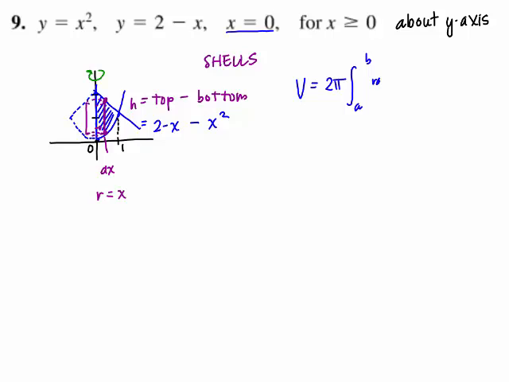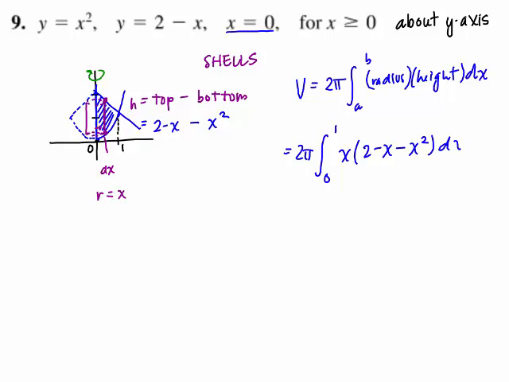So for the shell method, the volume is 2 pi times the definite integral from a to b of the radius times the shell height with respect to your independent variable. In this case, we have x as thickness. That gives us 2 pi, definite integral from 0 to 1, a radius of x, and a height of 2 minus x squared with respect to x. From there, we just distribute, anti-differentiate, and evaluate.